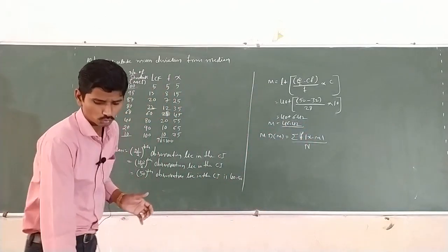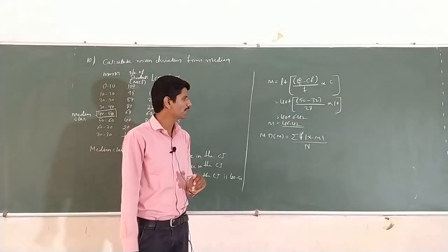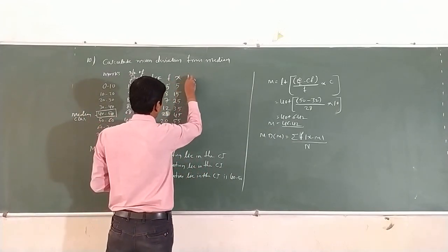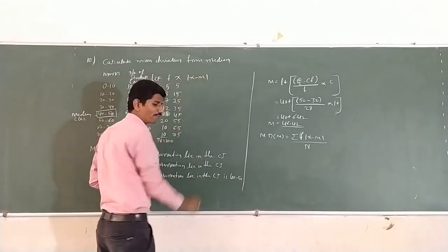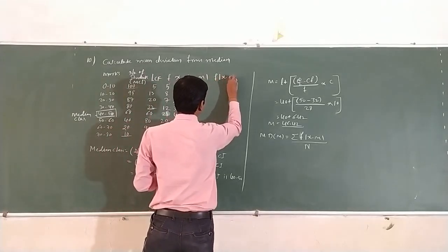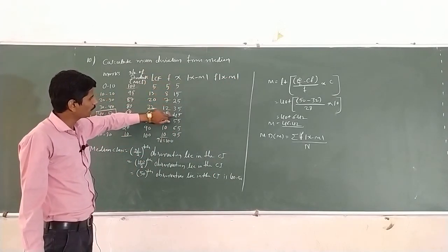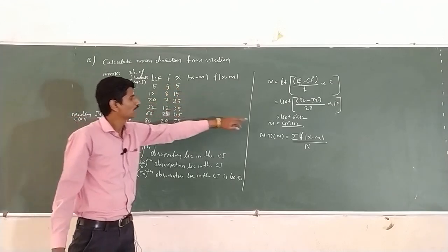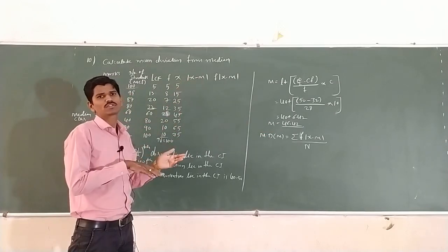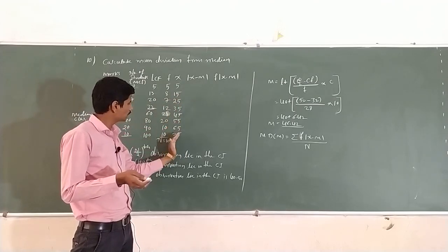Median equals 46.42. Next we have to calculate the mean deviation from median, that is the sum of f into mod of x minus m divided by capital N. For this we need mod of x minus m, and then f into mod of x minus m. Here m is constant, that is 46.42. The x values are 5, 15, 25, 35, 45, 55, 65, 75. Here 5 minus 46.42. Mod is there, so ignore negative signs; it should be converted into positive. The next, 15 minus 46.42, and so on up to 75 minus 46.42.